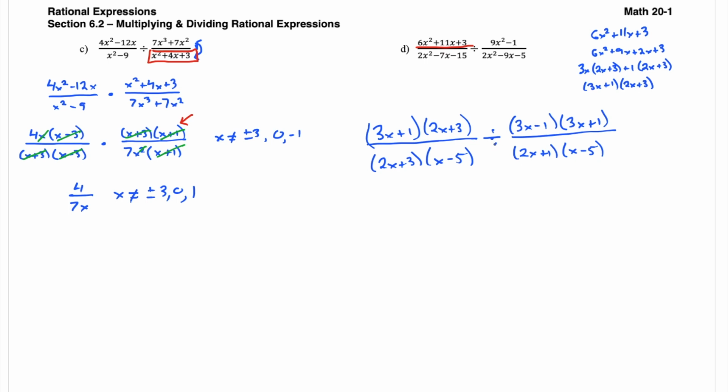So this is a division sign here. So I'm going to take the reciprocal of this, and that will change that to a multiplication. So we get 3x plus 1. So the first one's going to be the same as it was before.